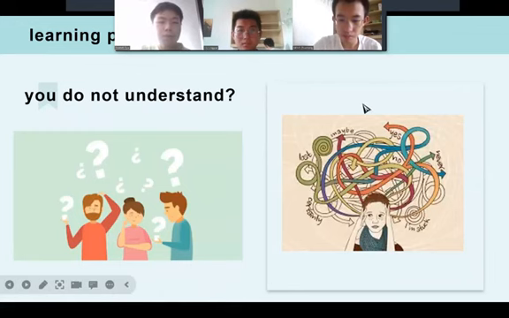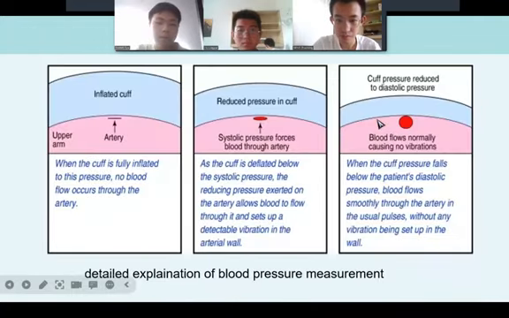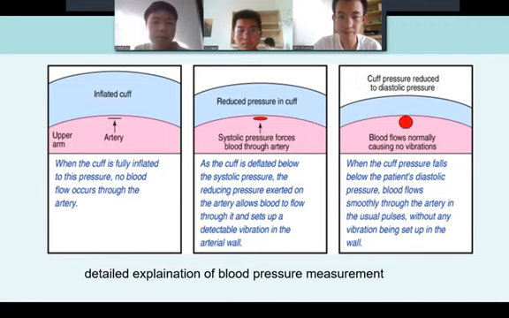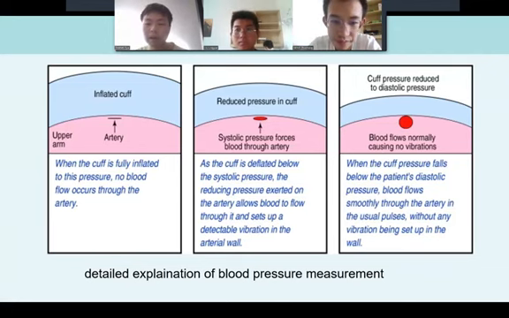Maybe you are pretty confused about what I said, because it's very abstract. So let's look inside the blood vessel. The red part is the blood vessel, and the blue part is the inflated cuff. When the cuff pressure is higher than the blood pressure, there is no pulse. When the cuff's pressure is lower than the diastolic pressure, the pulse is present. When the pulse appears, the pressure is the same as systolic pressure. And when the pulse disappears, the pressure is the same as the diastolic pressure.